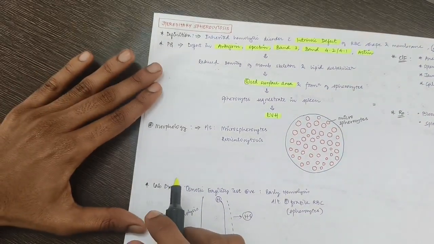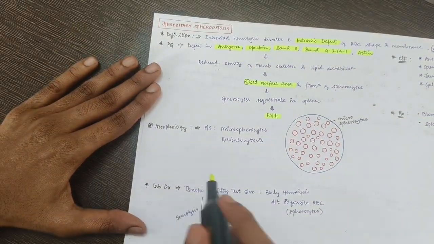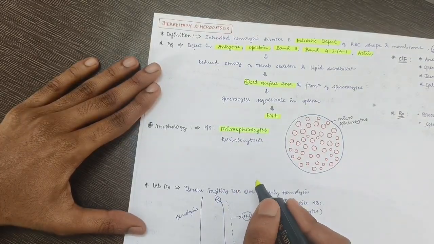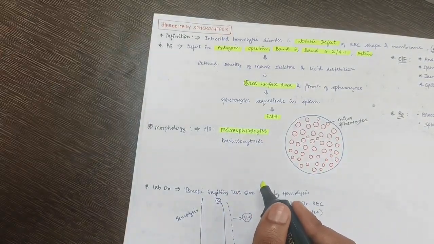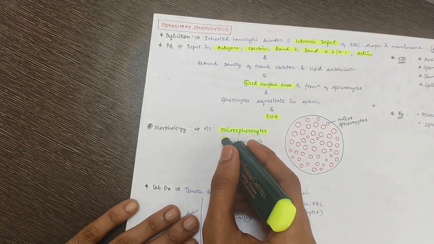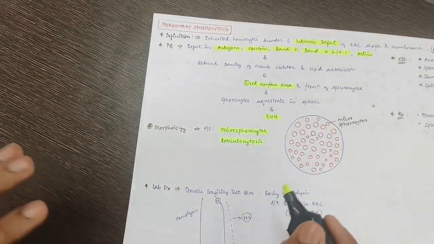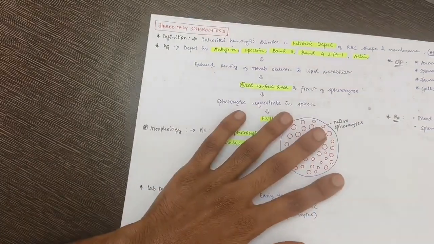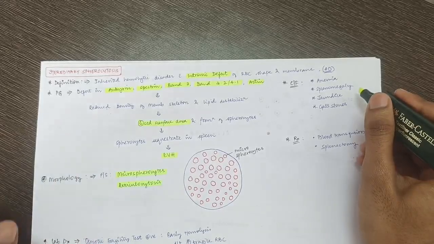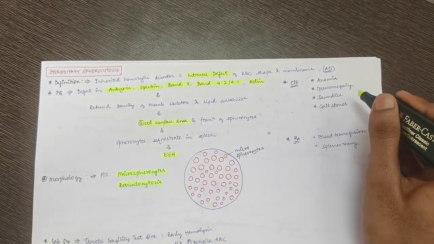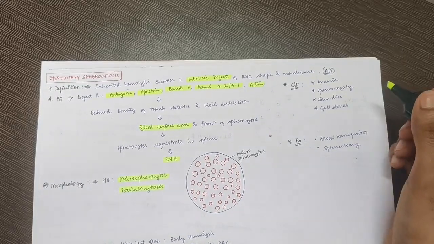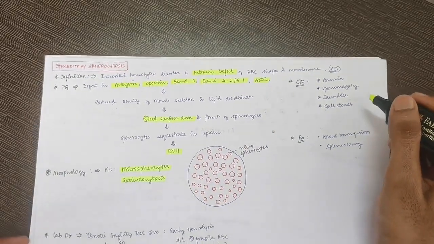So morphology, what you're going to see, there are numerous microspherocytes. If you stain with stains like Giemsa and Romanowsky stains, you're going to see the reticulocytosis, that is an increase in the retic count. What are the clinical features here? Anemia, splenomegaly because of sequestration of the RBCs there, and jaundice because of destruction of RBCs, that is hemolytic anemia, and it is associated with gallstones.